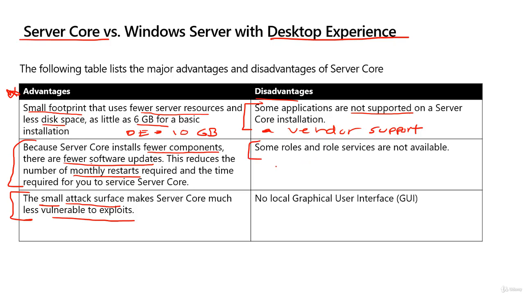Now, some roles and services are not available, only a handful, but the rule of thumb is, if a role or a feature that you want to load on this server cannot be managed through command line or PowerShell, Server Core can't load it because Server Core does not run a graphical interface. So any tool that requires GUI components, you just can't load it on Server Core. And there are only a handful of those.